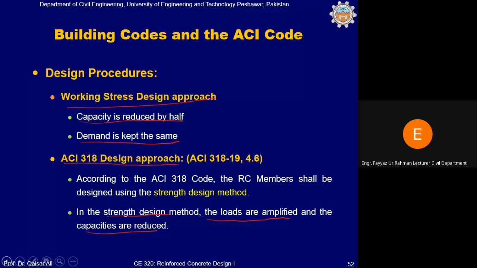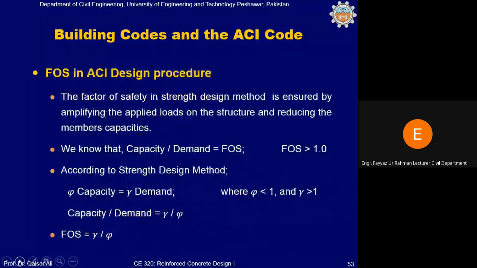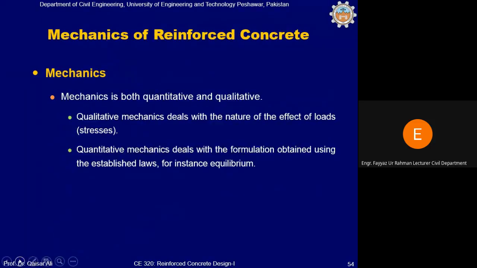So the strength design method is more rational as compared to the working stress approach. That is why we will use the strength design approach in the design of structural members. And this we have discussed, how to calculate the factor of safety in case of strength design method. Of course, you need mechanics, reinforced concrete mechanics, for the design of reinforced concrete members.